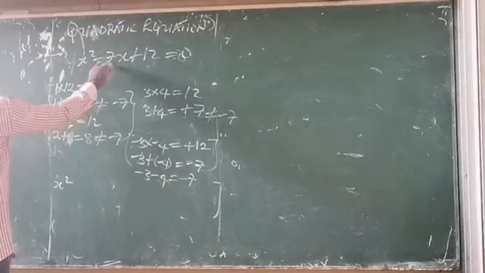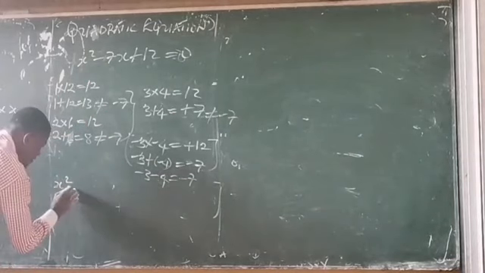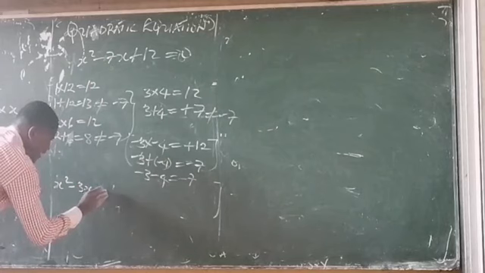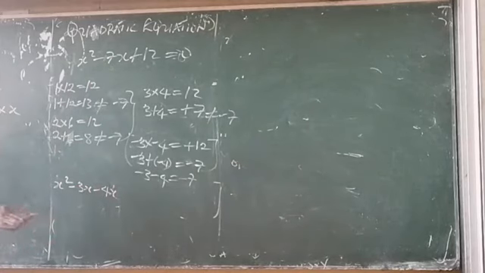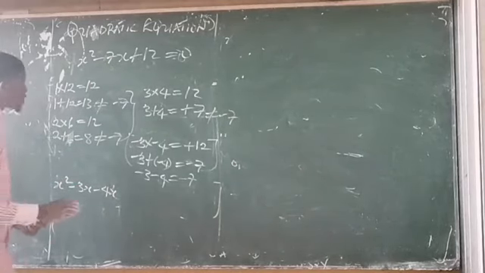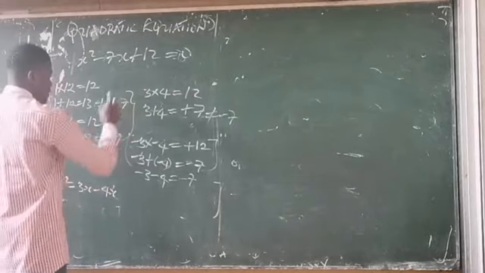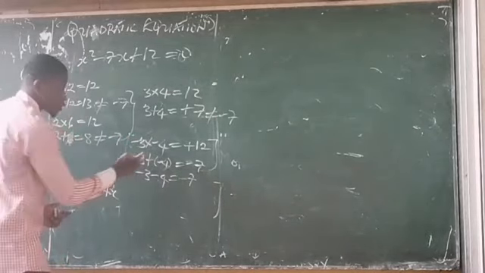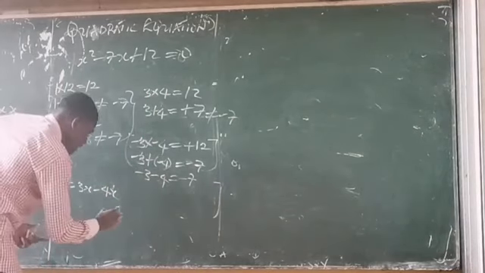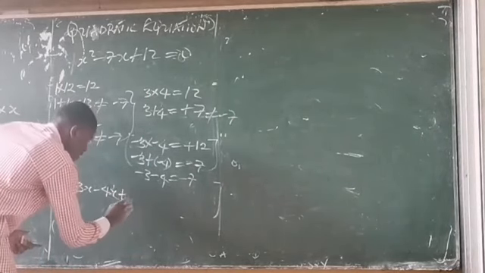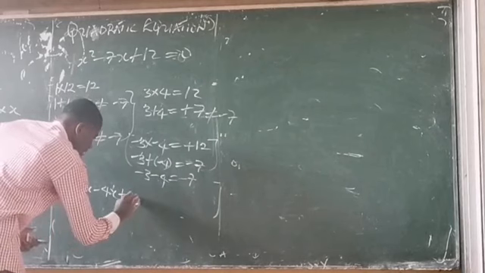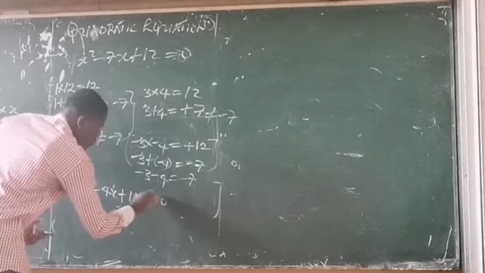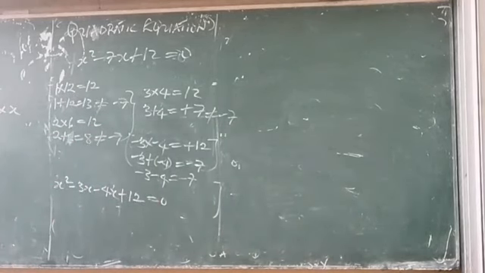Alright, so in place of minus 7, we can now write minus 3x minus 4x to give us minus 7. Now we have plus 12. And this plus 12 was obtained from what? Minus 3 times minus 4. So we can simply say plus 12 equal to 0. So we also factorize like we did in the first case.